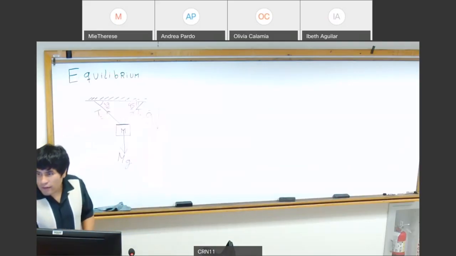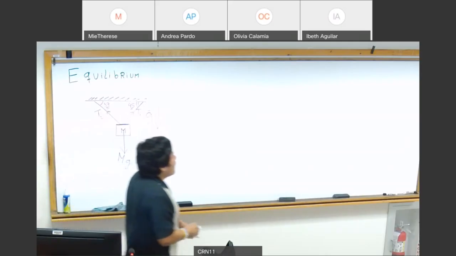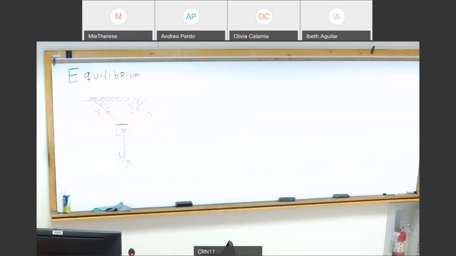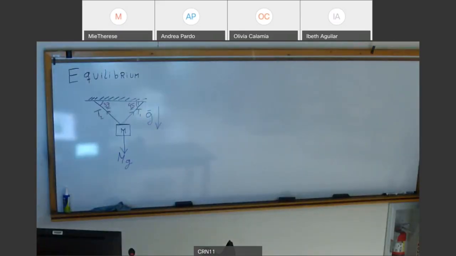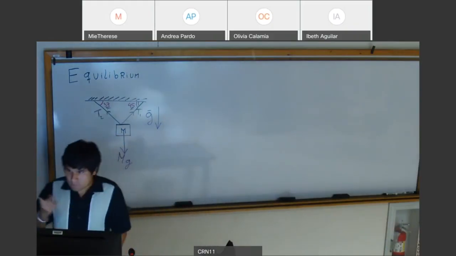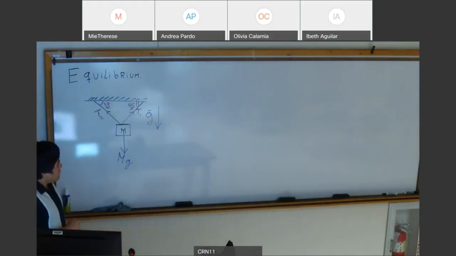So as you can see there, right? Let me see if I can do something about that. That's better. Much better there. Okay, so as you can see there in the screen, T1 and T2 are different, and you can actually already see the forces acting on the body. Now, the key word is that they are in equilibrium.